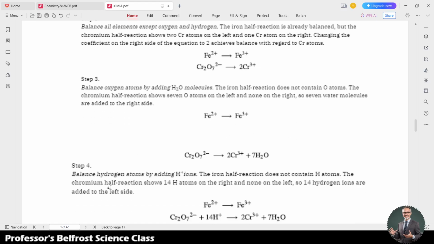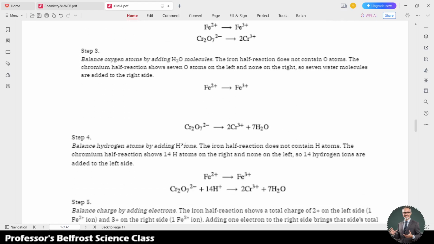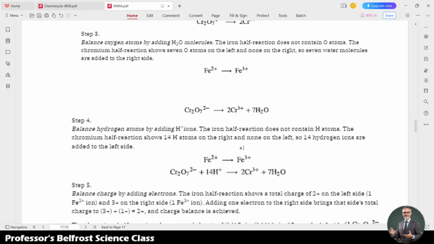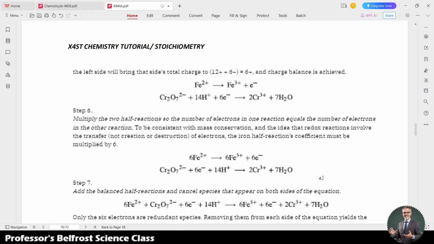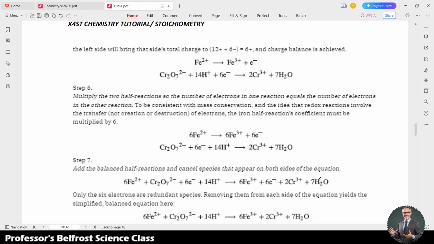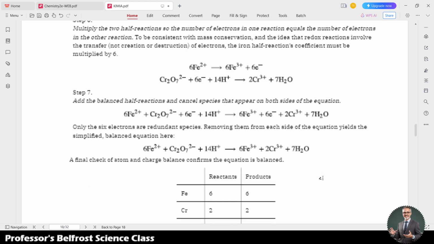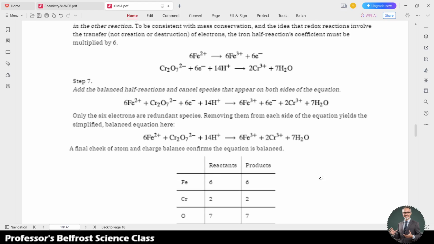Now, balance hydrogen atoms by adding hydrogen ions. Because we have 14 hydrogen atoms here, we need to add 14 hydrogen ions on the left side too. Okay, I'm sorry. Next, we are done with this step. So step 7, add the balanced half reactions and cancel species that appear on both sides of the equation. So we just need to combine it, right? And then cancel it.